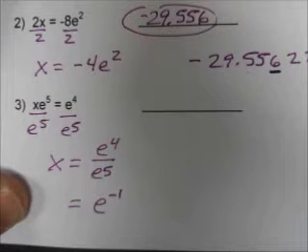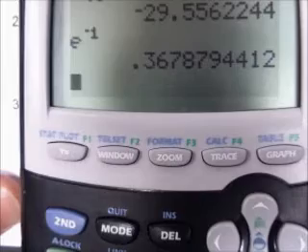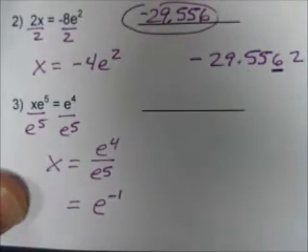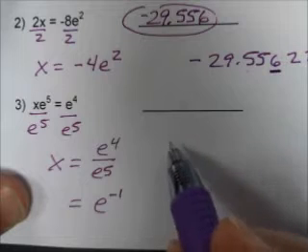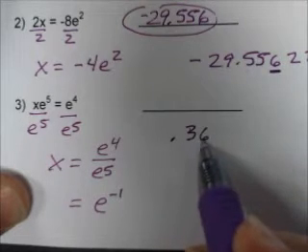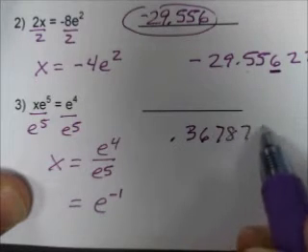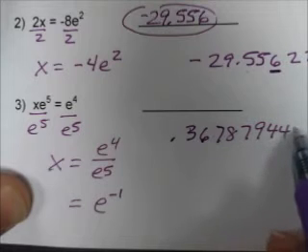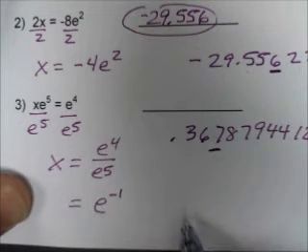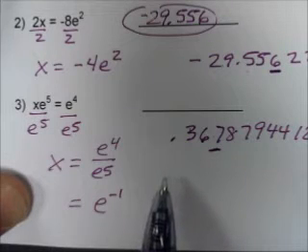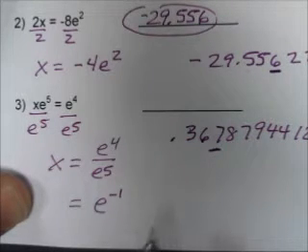Go to the calculator, I'm going to key in e to the negative 1. Second, e to the x, negative 1. Enter. There's our decimal result. I'll copy the whole thing down and then round to the nearest thousandth. 0.36787944412. The 7 is in the thousandths place. You look to the right. That's going to round up to 0.368.